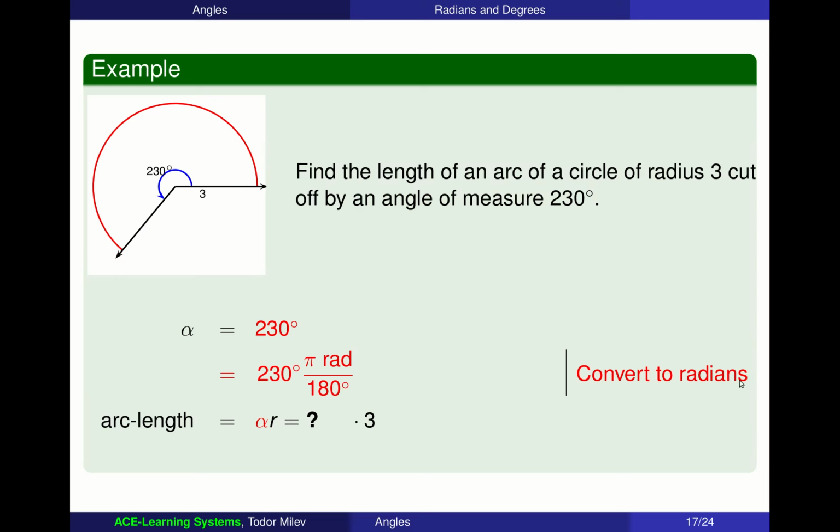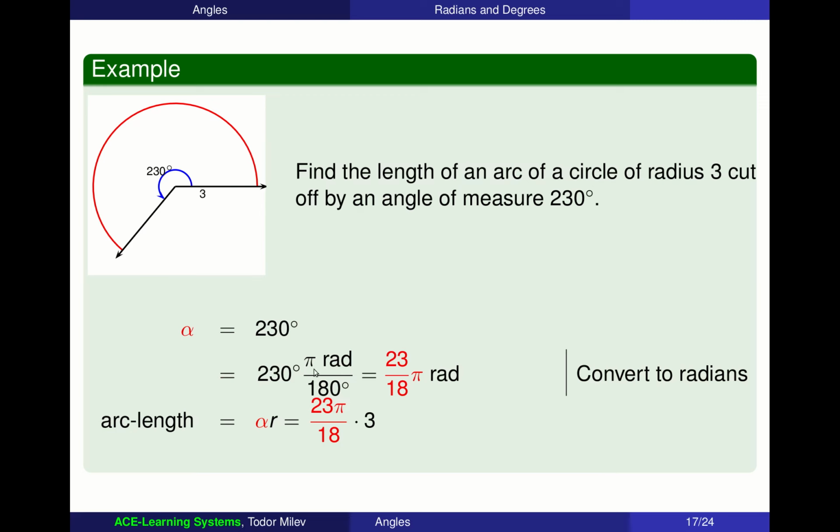Pi radians is the same thing as 180 degrees. So if you multiply by pi radians divided by 180 degrees, you're really multiplying by 1, so you're not changing the expression. So 230 degrees is the same thing as 230 degrees times pi radians divided by 180. And that's it. The 0 cancels here. You can cancel a 0. 23/18 can't really be simplified.